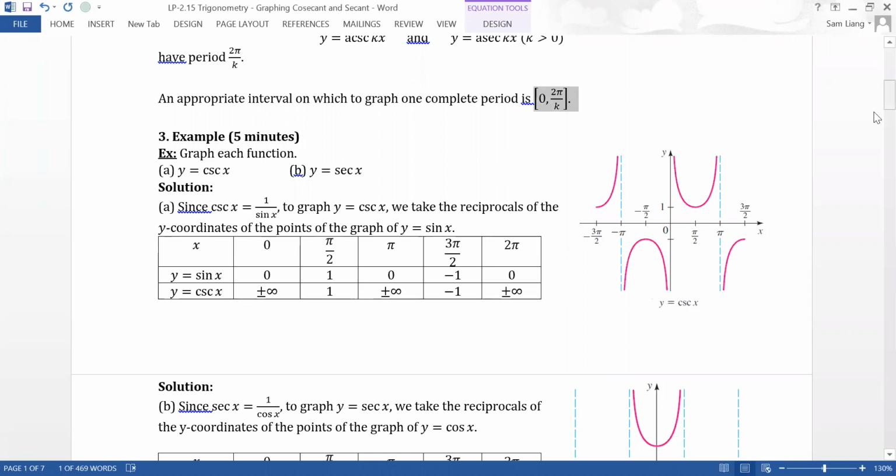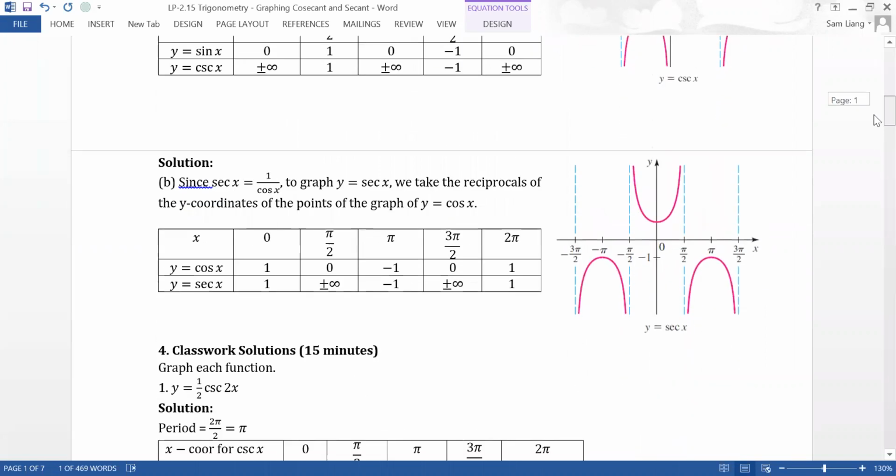All right, next graph is secant. Secant is 1 over cosine, so it's the same thing we did for part A: take the reciprocal of the y coordinates for the function. So 0 to 2 pi here. For cosine, it's 1, 0, negative 1, 0, 1, as you see here. And then the reciprocal of that would be 1 divided by 1 is 1. Here would be positive, negative infinity. Here it's negative 1. Here it's positive, negative infinity again. And here it's 1.